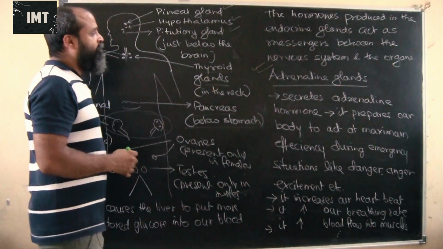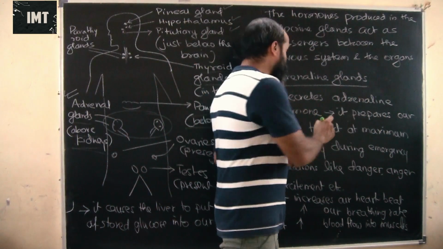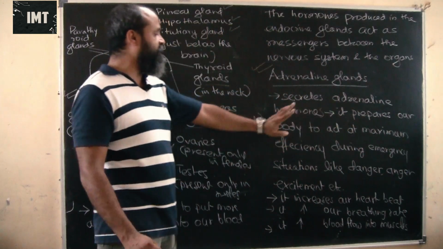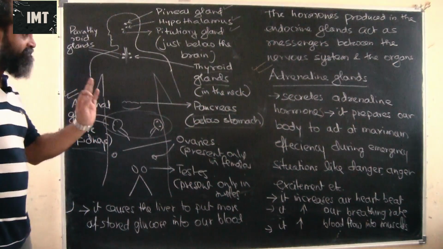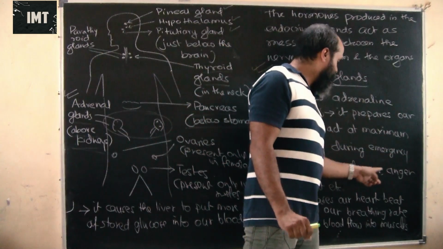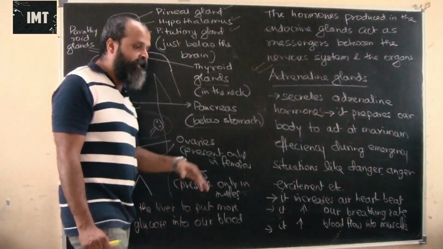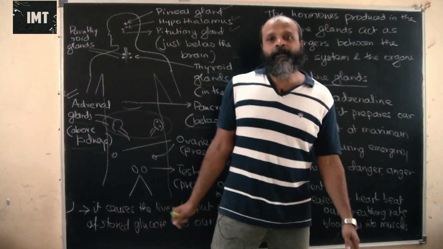So what happens is that the adrenal glands secrete adrenaline hormones, which are very important, as they prepare our body to act at maximum efficiency during emergency situations like danger, anger, excitement, etc. So we have certain emergency situations.